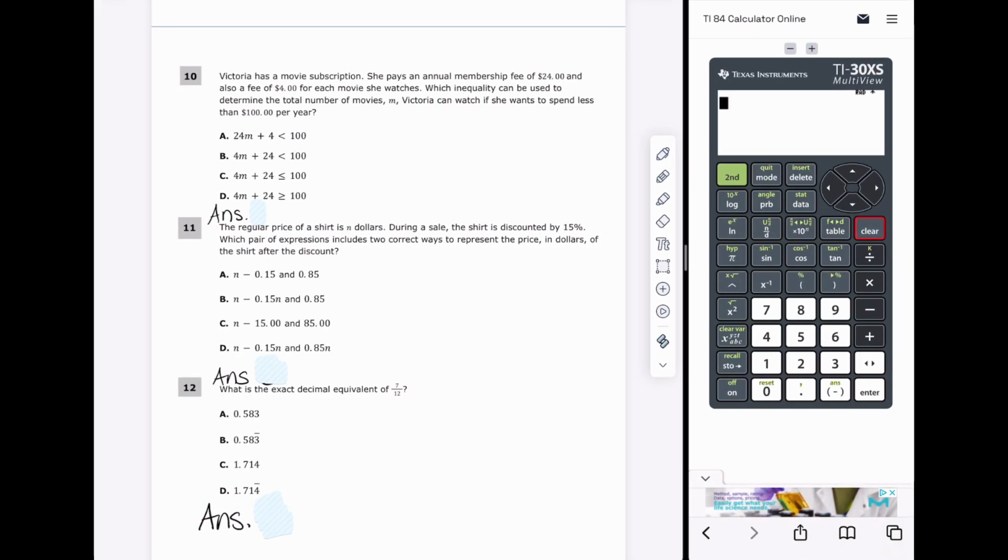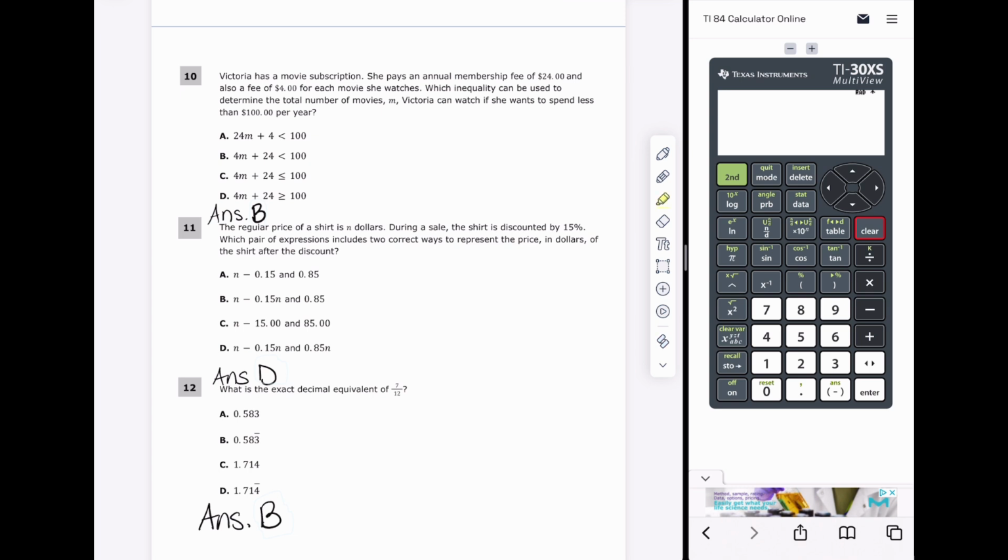Let's look at the answers for 10, 11, and 12. For 10, you have B. For 11, you have D. And for 12, you have B. All right, hit the next chapter if you have these answers. If not, stay here. All right, let's go with number 10.